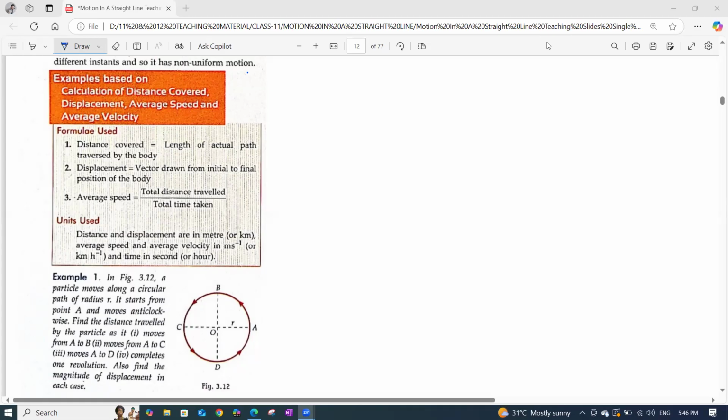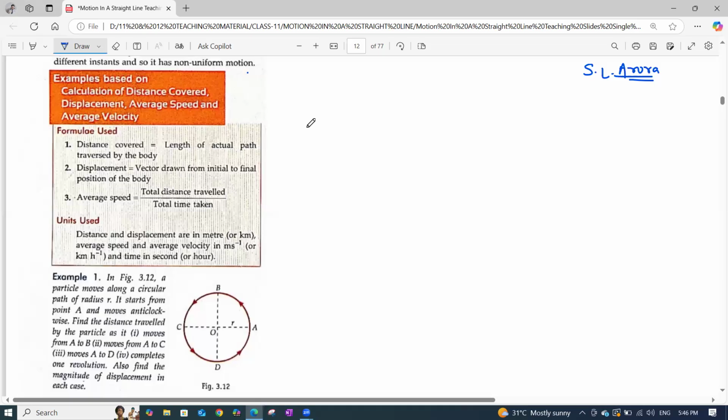In this video, you are going to see numerical problems related to distance covered, displacement, average speed, and average velocity. These are the four concepts. Regarding those concepts, we are going to see a few numerical problems. I have taken this from the book S.L. Arora. If you have this book, you can continue with the practice. Now, without wasting our time, let us get into the concept.